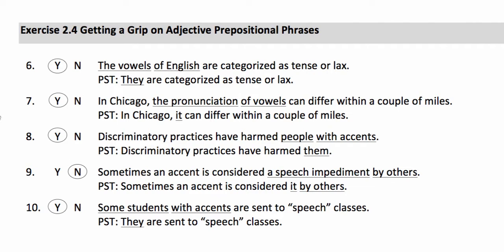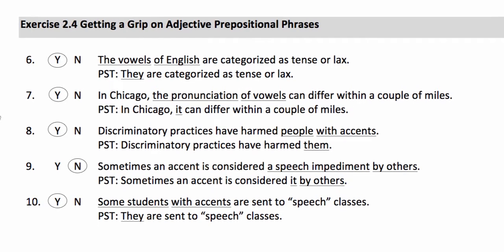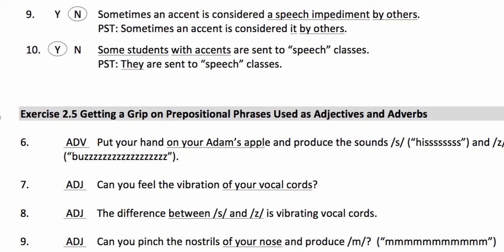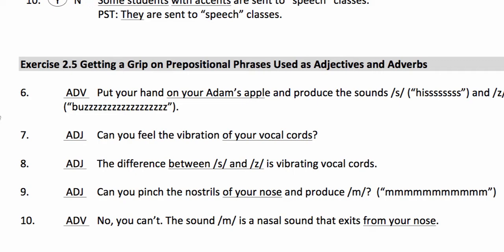Number 10, which students? The students with accents, but also the pronoun substitution test works. They are sent. In 2.5, now we have to determine whether adverb or adjectival. "Put your hand on your Adam's apple." You do not say "put your it and produce the sounds," right? You don't say that. Put your hand where? On your Adam's apple. Okay, so this shows "on your Adam's apple" is not telling us what type of hand, rather it is telling us a location, where.